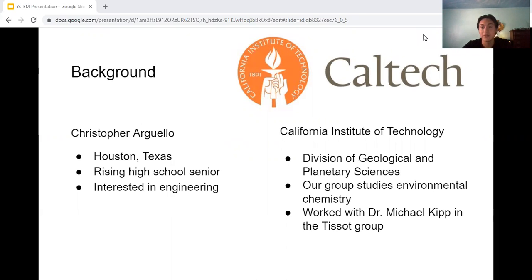Our research group is within the Division of Geological and Planetary Sciences at Caltech. We studied the cycling of trace elements in the environment from today and in the past. Among other things, we use this knowledge to improve our understanding of climate change. My research mentor was Dr. Michael Kipp.